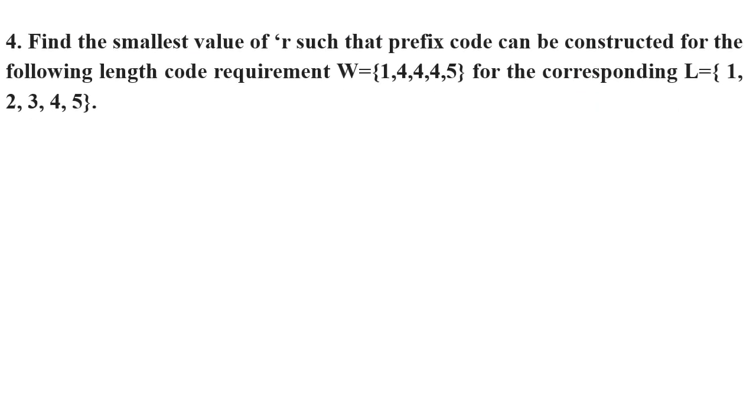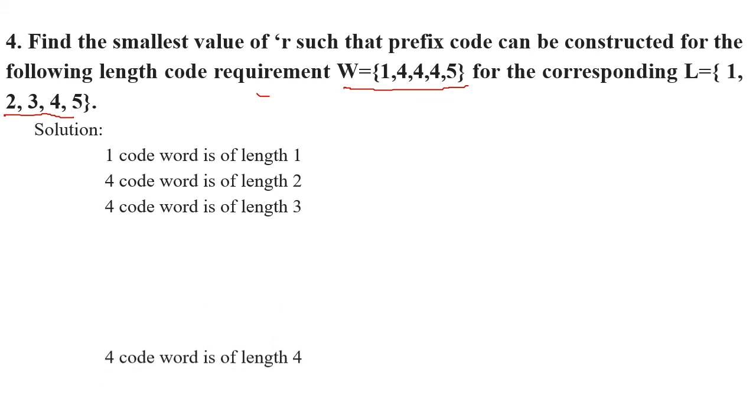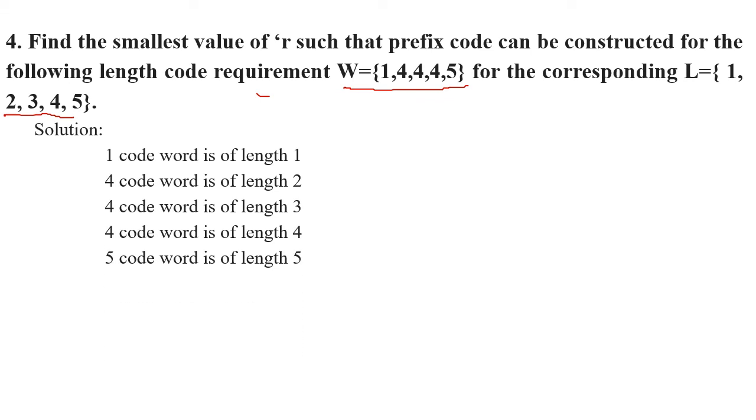Problem: find the smallest value of R such that a prefix code can be constructed for the given length requirement, where W is 1, 4, 4, 4, 5 and the corresponding lengths of the code words are 1, 2, 3, 4, 5. So how do we solve it? It means that in your table there is one code word of length 1, all these are W's and all these are lengths. So one code word is of length 1, 4 code words are of length 2, 4 code words are of length 3, 4 code words are of length 4 and 5 code words are of length 5.